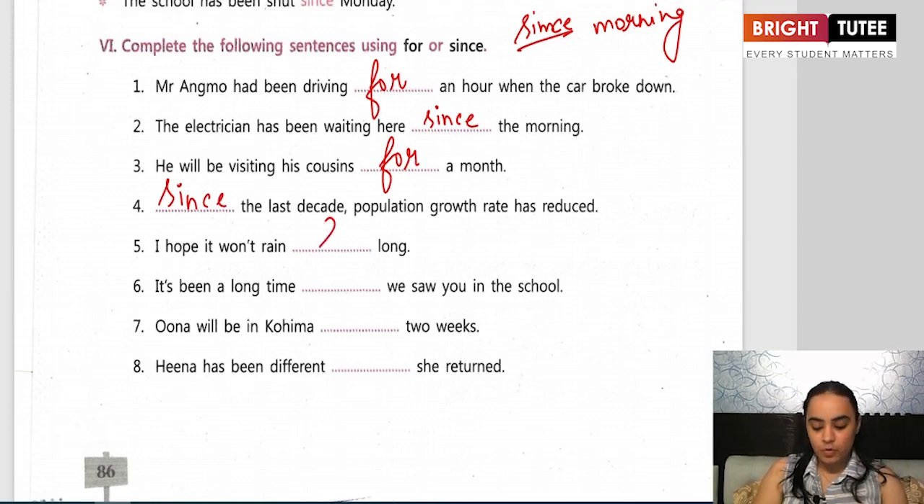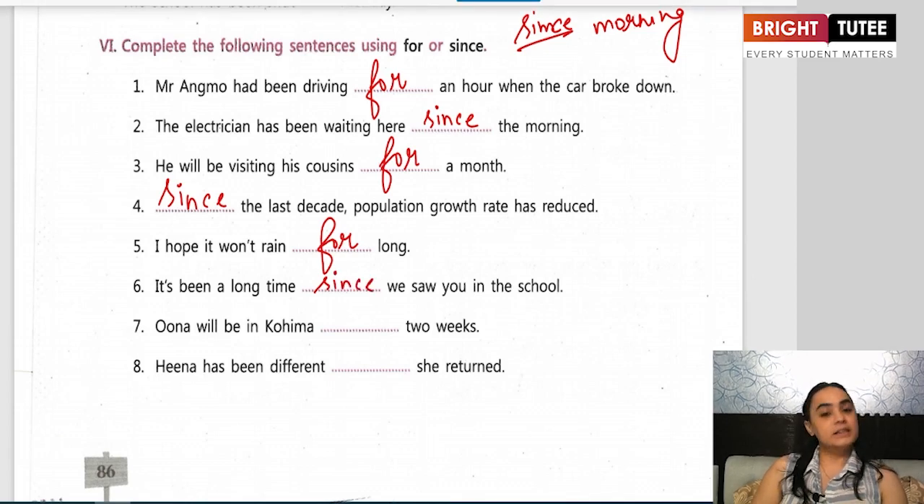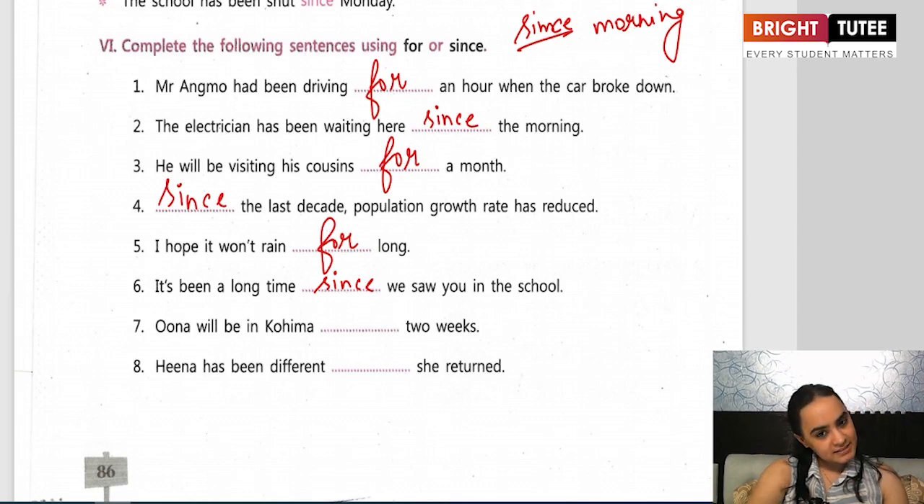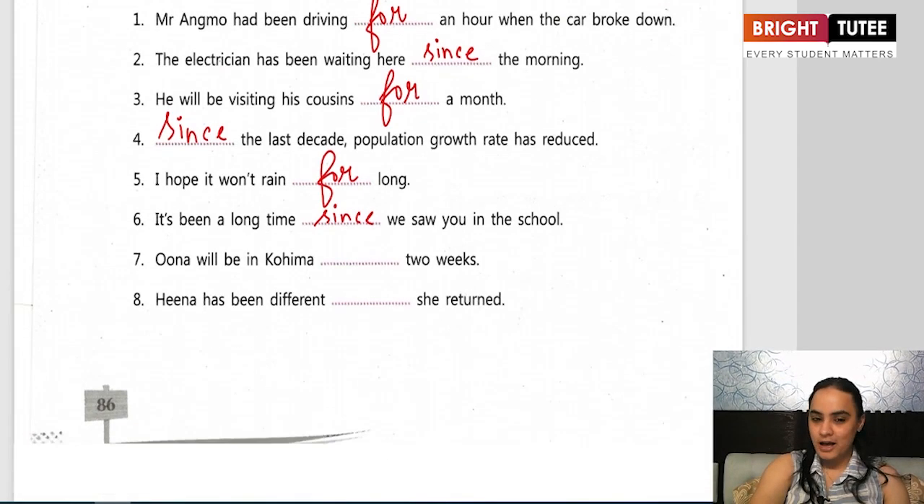I hope it won't rain for long. So I just hope that the duration of rain is not that long. It has been a long time since we saw you in the school. So something that began in the past and is still continuing, that we did not see you in the school since a very long time. So this is how we are going to decide whether we use "since" or "for" in a sentence. I hope it is clear to you now.